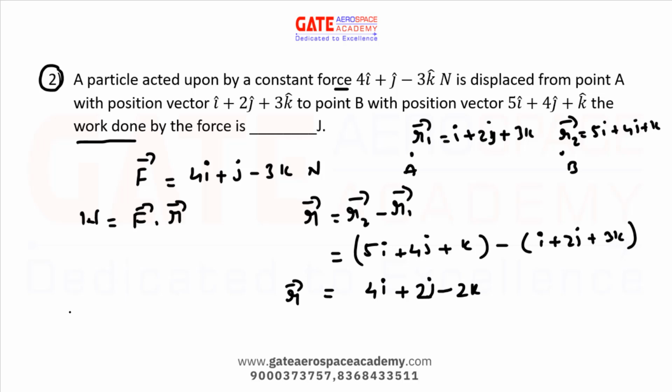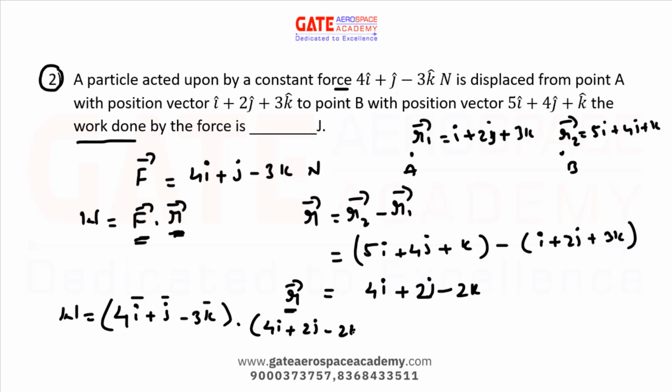Now how to find work done? So work done is nothing but taking force vector, taking dot product with the displacement vector. Now work done equal to, what is force? 4i plus j minus 3k. So I am not writing cap again and again. Okay. So you can understand that this is a vector. No need to write again and again. Here I am directly mentioning that. Okay. Taking dot product with this displacement vector. So this is 4i plus 2j minus 2k.